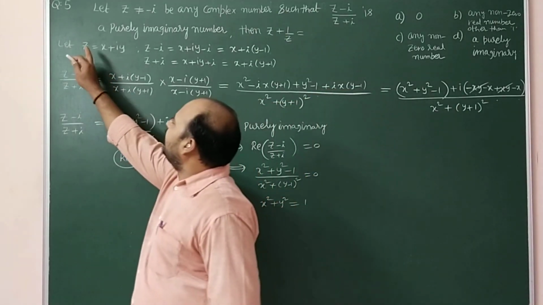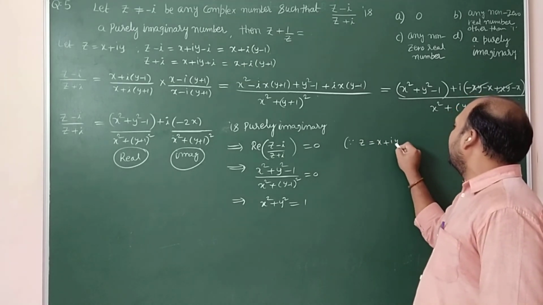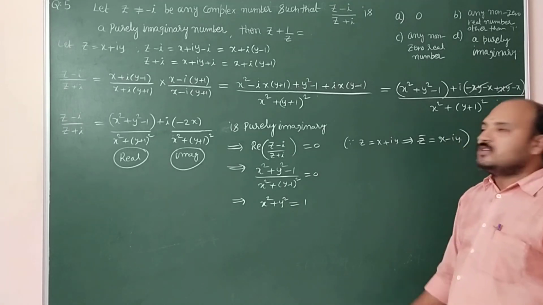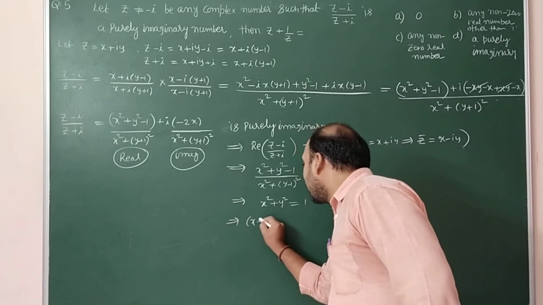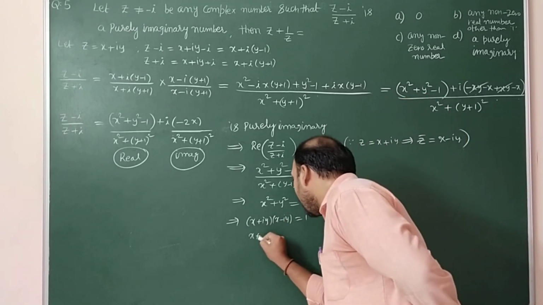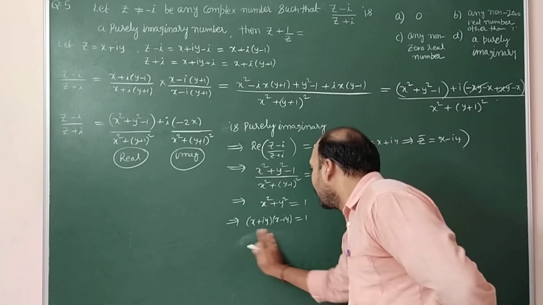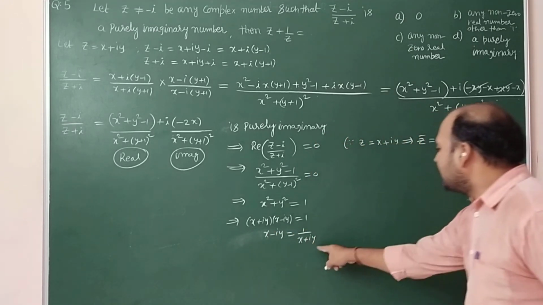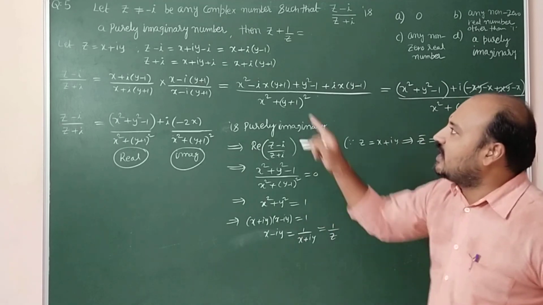And also one more thing, whenever z is equal to x plus iy, that implies z bar is equal to x minus iy. So the product of these two is x square plus y square only. So we can write (x plus iy) into (x minus iy) is equal to 1. So x minus iy is equal to 1 by (x plus iy). What is x plus iy? z. So 1 by z. So the 1 by z value is x minus iy, and the z value is x plus iy.